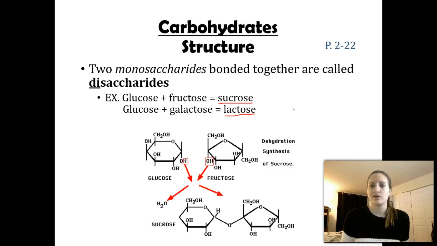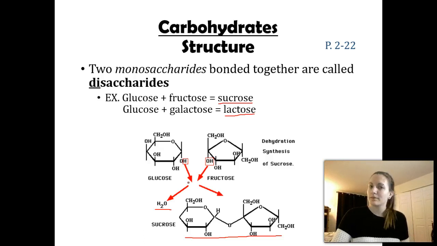Sucrose is the sugar you buy in the store. That's table sugar. Lactose, you've probably heard of, is in cow milk. So it's a sugar that some people who are lactose intolerant can't actually break down. But know when we refer to carbohydrates that this is a disaccharide, meaning it's two sugars. But it's still synthesis. We still have monomers coming together, releasing a water molecule, and forming a bond.